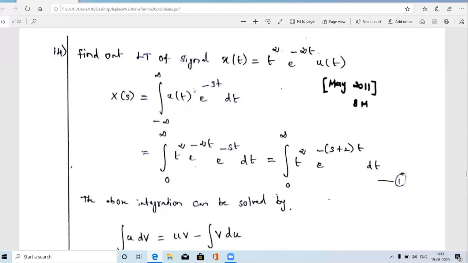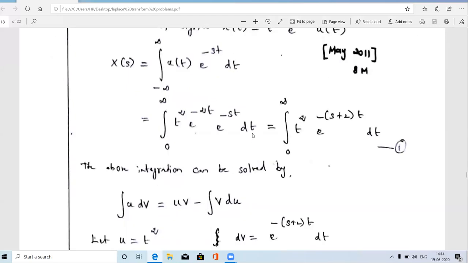In our formula, first we have to substitute the x of t value. What is x of t? t squared e power minus 2t u of t. In the given signal x of t, u of t is available, which means we have to restrict the integration limit to 0 to infinity. So, integral from 0 to infinity of t squared e power minus 2t e power minus st dt.